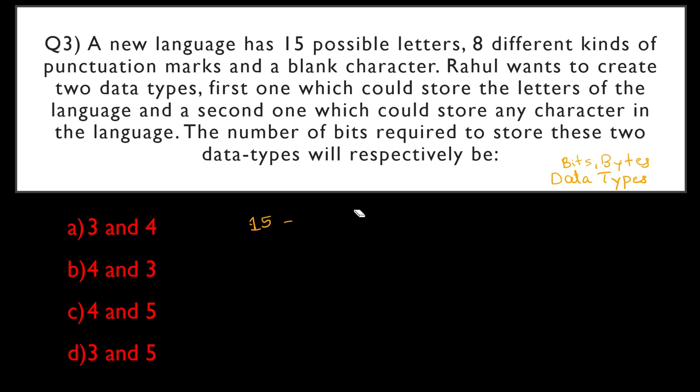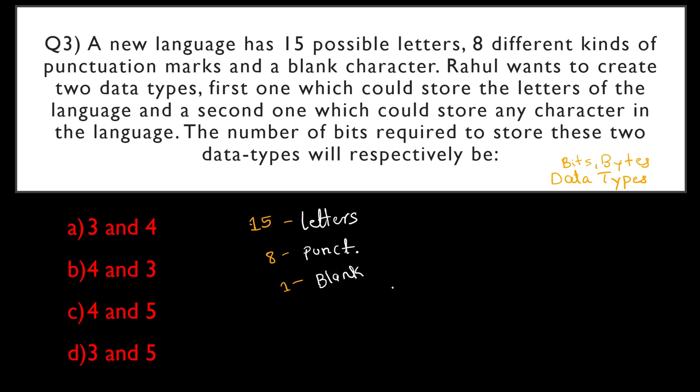Characters include all these. So it has 15 letters and 8 different kinds of punctuation marks, that is comma, multiplication symbol, semicolon, full stop, exclamatory symbol, question mark, etc. So 8 different punctuation symbols are there, and we have one more character, that is blank.